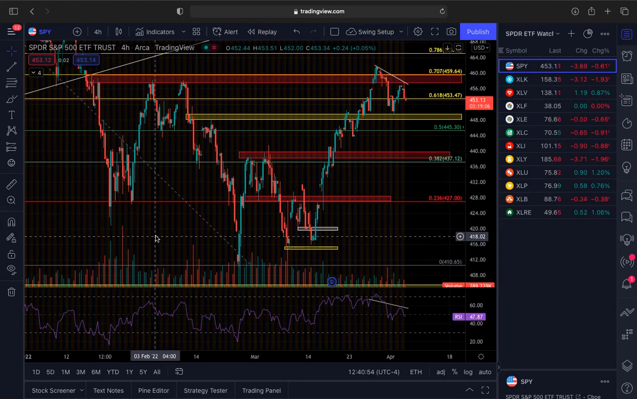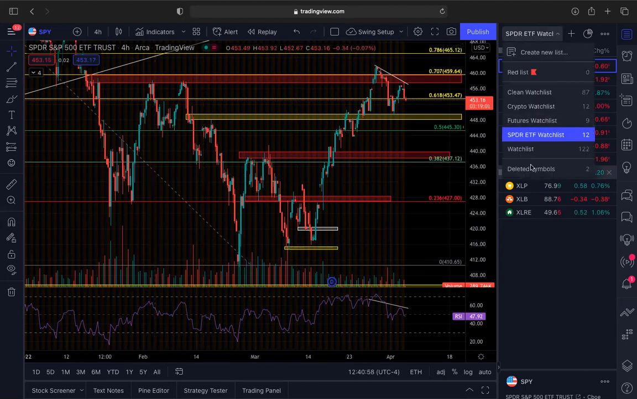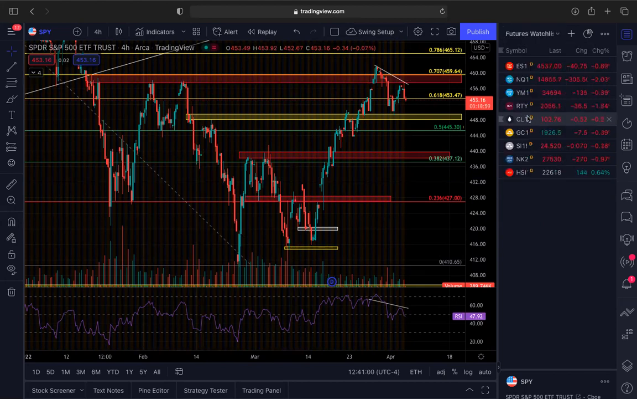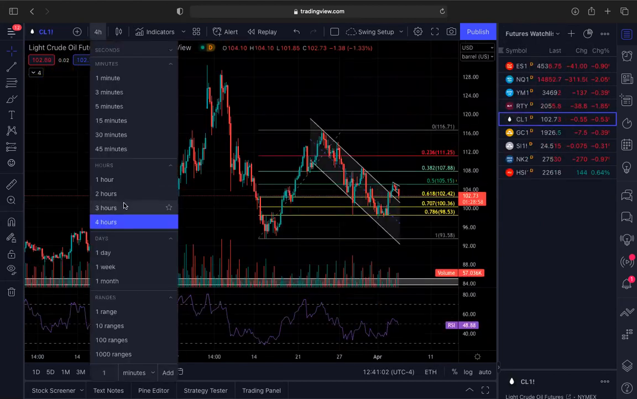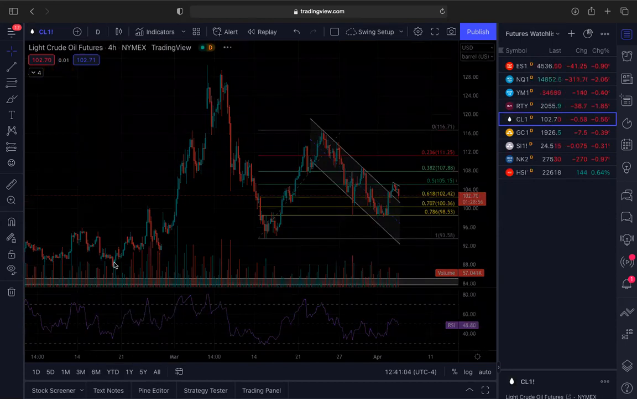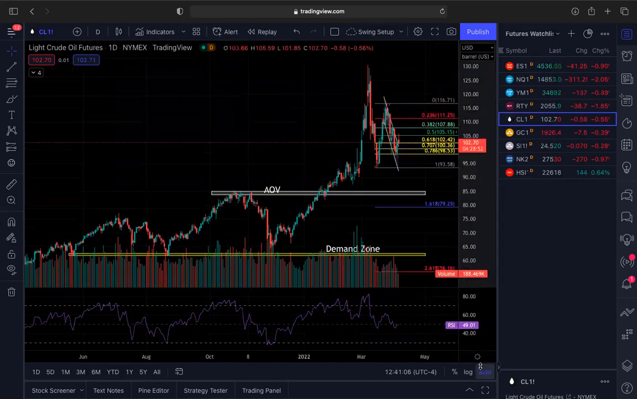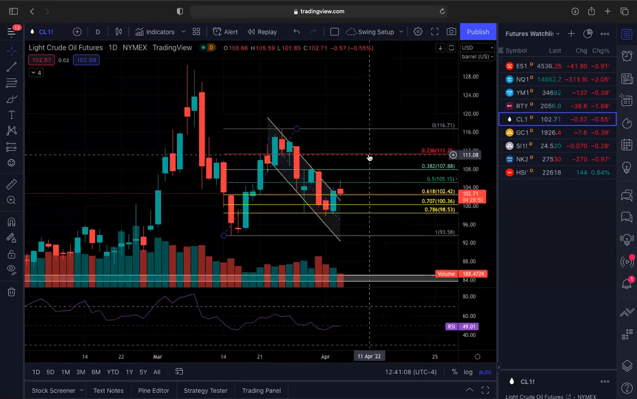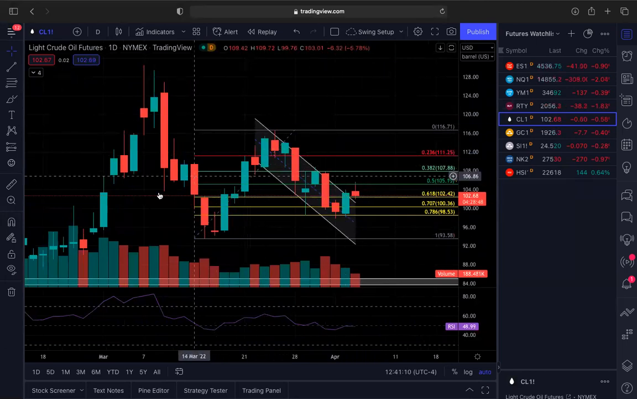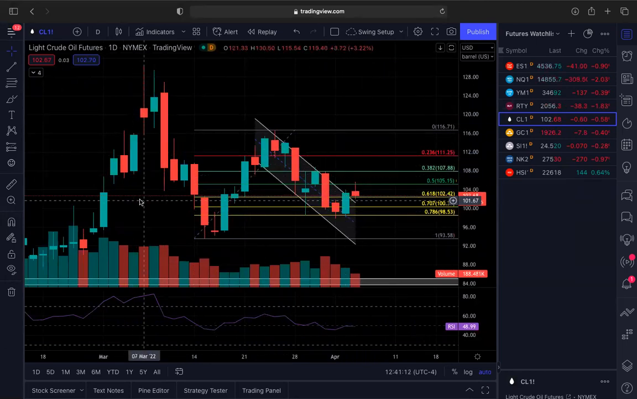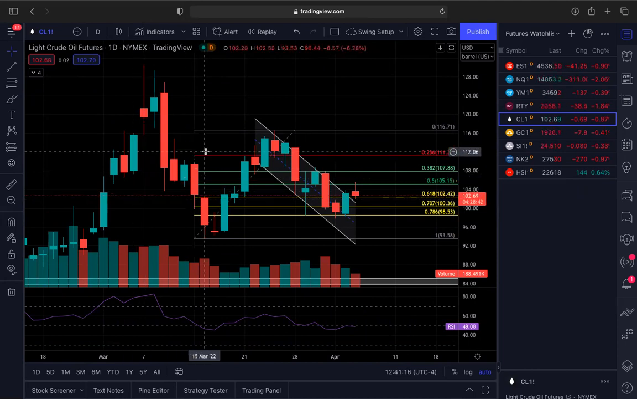Let's look at oil again, because I think oil showed it best. Futures, CL, daily. All right. So if I was waiting, I would say wait one candle. If you're going to draw Fibonacci retracements on the daily time frame, I would wait for one daily candle to confirm a trend reversal.